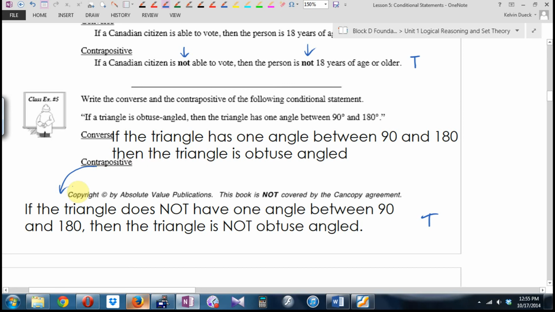Sorry, I'm typing because my handwriting is atrocious, and it's larger so you can see at the back. I know I can type faster than you can handwrite, but okay. So Kyle, we have a conditional statement, if then. Converse, reverse the if then. Biconditional, if and only if. And contrapositive, the negative of the converse.